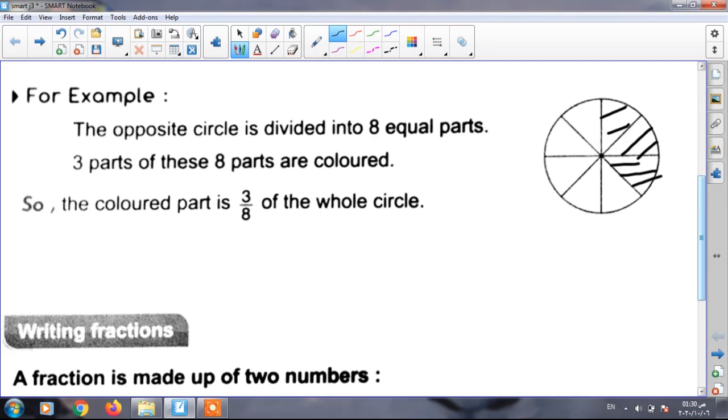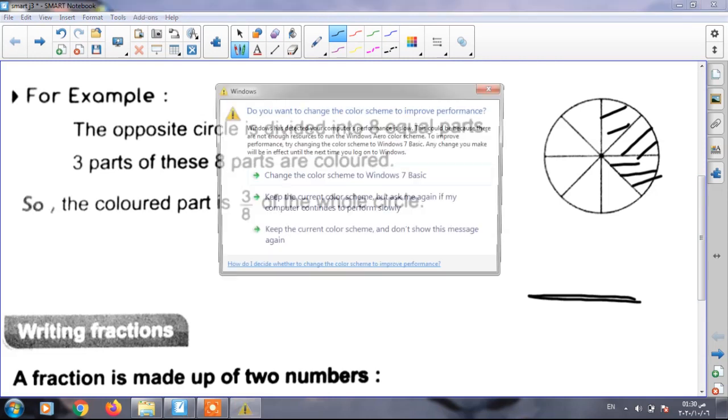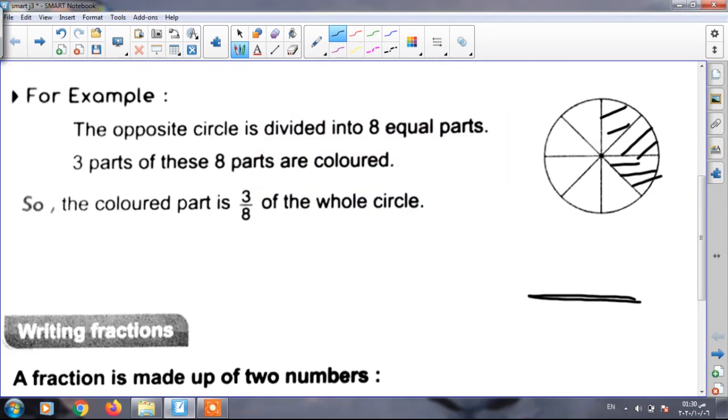Yes. Firstly, I must write the fraction line. And now I need 2 numbers, number up and number down the fraction line. I know that the number down represents the all parts. Here I have how many parts? Count with me. 1, 2, 3, 4, 5, 6, 7, 8. So I will write 8 up or down? Yes, excellent, 8. Why? Because the number down represents the all parts.